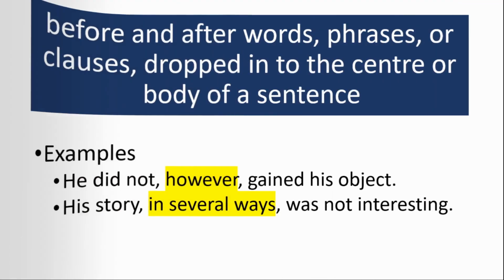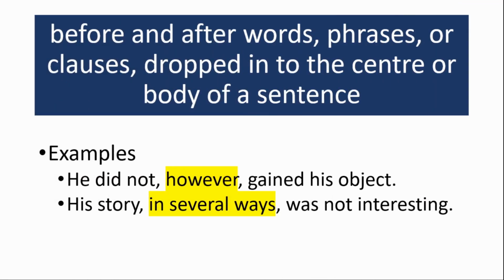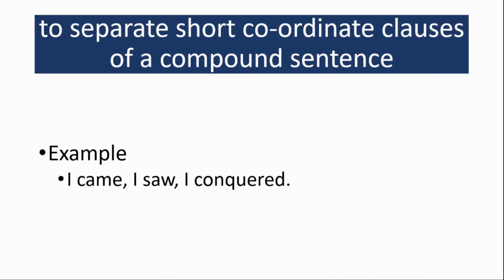Comma is used before and after words, phrases, or clauses dropped into the center or body of a sentence. For example, he did not, however, gain his object. His story, in several ways, was not interesting. Comma is used to separate short coordinate clauses of a compound sentence, as, I came, I saw, I conquered.